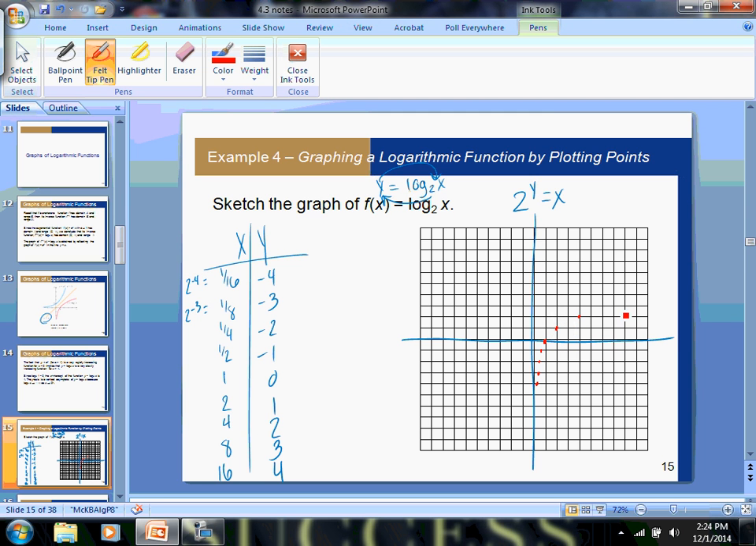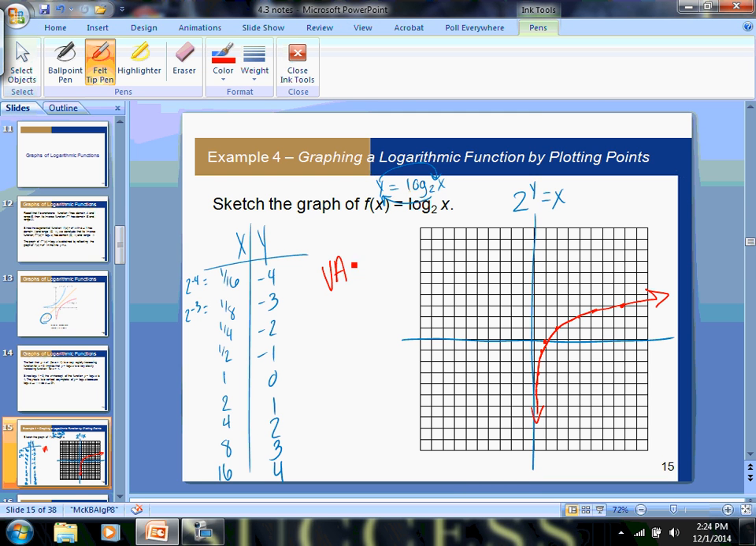16, 4 won't fit on my graph, but we have enough points that we can see that that is where my function would exist. Again, notice that this is going to increase slowly, and it's going to approach x equals 0, but it's never going to touch it. So that would be my vertical asymptote.